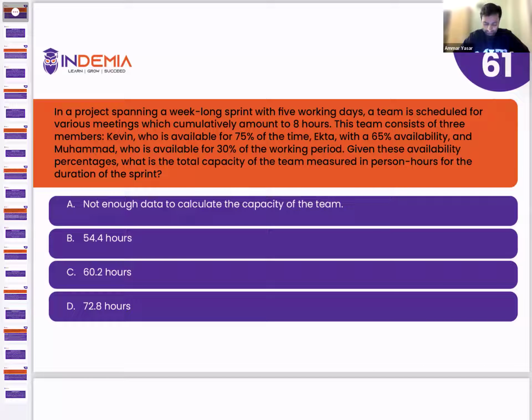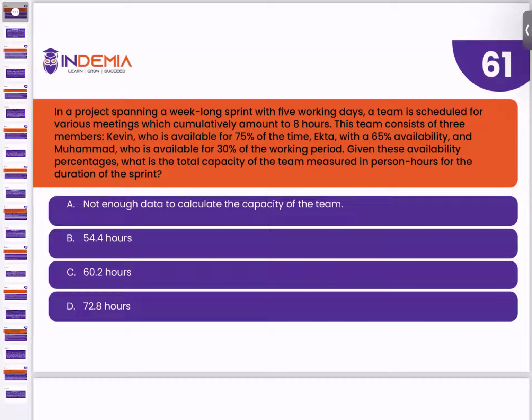I'm talking to myself. Okay, so they're talking about 5 working days, right? And 8 hours a day. So that would be 5 times 8. But I don't understand their availability, team availability, 3 team members with the percentage. So I really don't know how you would calculate that.